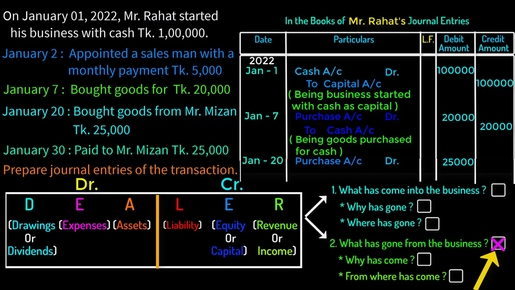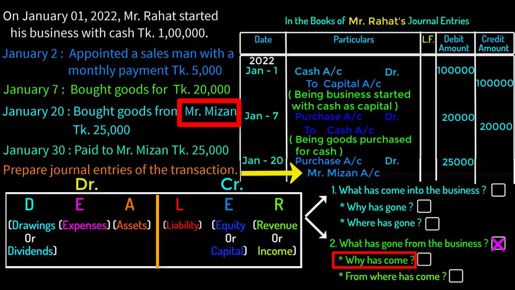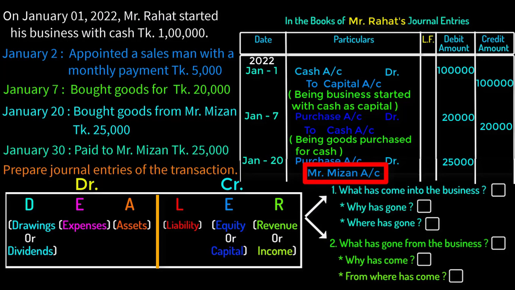As you have no answer for this question, therefore ask yourself this question now. Why has it come? For purchasing on credit from Mr. Mizan. Okay. The name Mr. Mizan is the other account that you are looking for. But for credit purchase, instead of Mr. Mizan account, you will have to write here accounts payable.